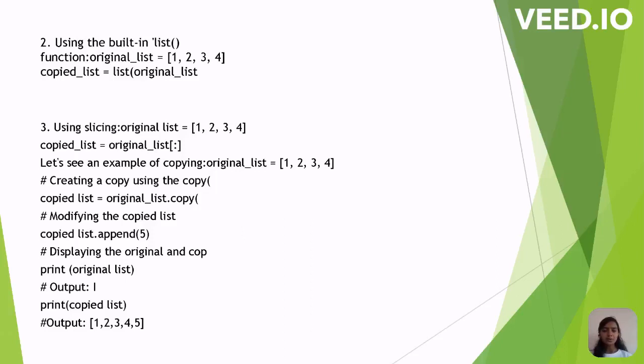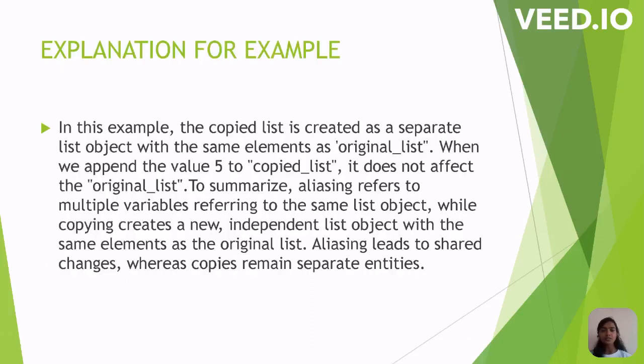Let's see an example of copying. original_list = [1, 2, 3, 4]. Creating a copy using the copy method: copied_list = original_list.copy(). Modifying the copied list: copied_list.append(5). Displaying the original and copy. Print original_list, then the output will be [1, 2, 3, 4]. Print copied_list, then the output will be [1, 2, 3, 4, 5]. Here is an explanation for this program.